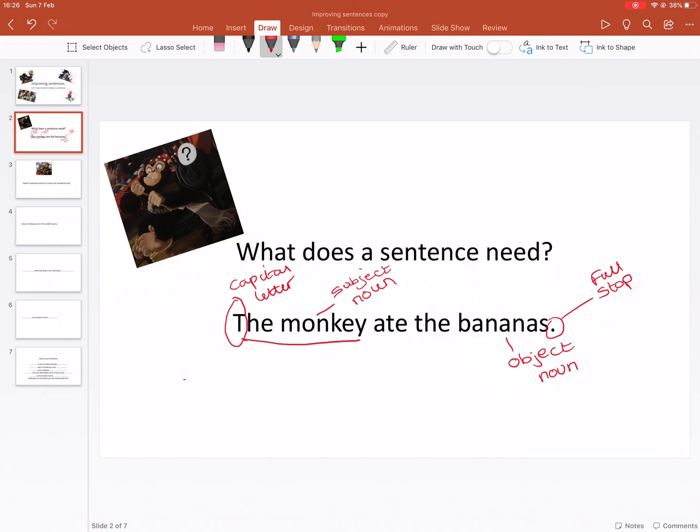Now, the monkey ate the bananas. And we've got to have a verb in there. We need a verb in the sentence. So what's the monkey doing? He's eating the bananas. It's in the past tense. He's already eaten them. So the monkey ate the bananas. That is our verb, our doing verb. There we go, the verb. Okay, so the monkey ate the bananas. If we look at the as well, that is telling us who's doing the eating. It's determining who is eating the bananas, so it's called a determiner.